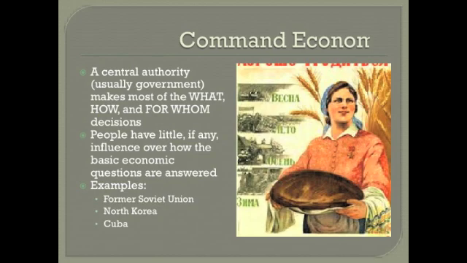Okay, a command economy is usually a central government or a central authority, usually the government, that makes most of the what, how, and for whom decisions. Remember that what, how, and for whom, or what to produce, how to produce, for whom to produce. People have little, if any, influence over how the basic economic questions are answered. Some examples of these are Cuba, obviously, which is still a command economy, North Korea, and then the best example is what used to be the former Soviet Union, or what is now Russia.